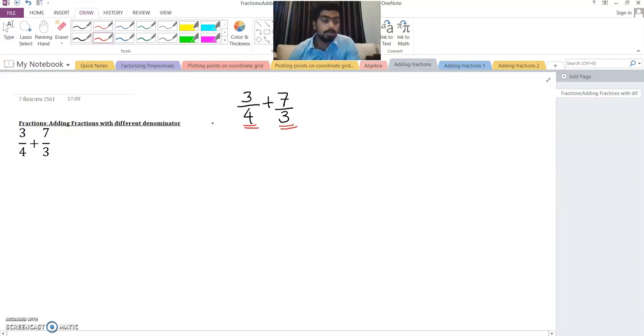Alright guys, now if you don't know what we mean by numerator and denominator, the number on the top is called the numerator and the number on the bottom we call the denominator.